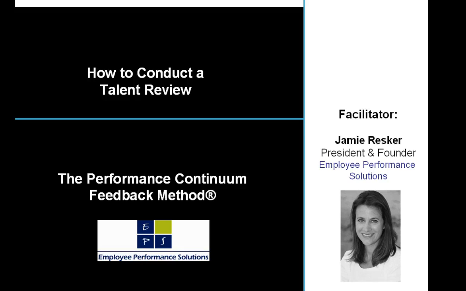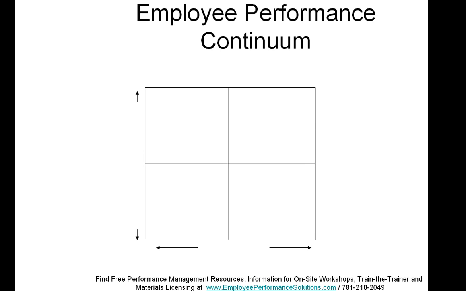I'm going to show you how to conduct a quick talent review using a four-square model called the Employee Performance Continuum. So the first thing I want to explain is the continuum itself. If we were going to draw a picture of what performance looked like, we would have something that looks like this four-square model, and on the vertical axis we have really job competence, which describes what gets done.